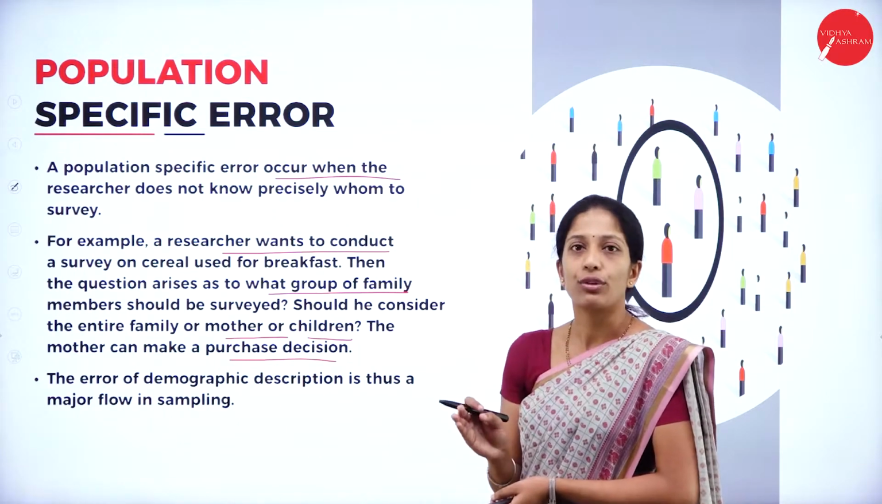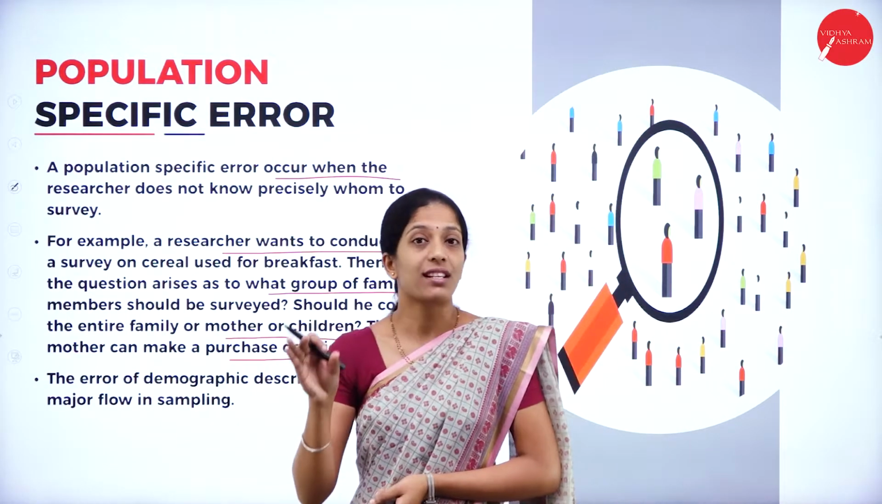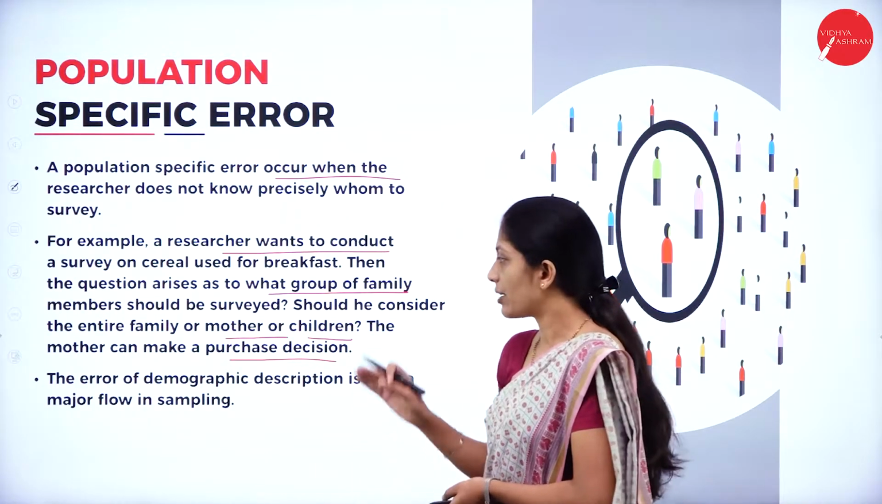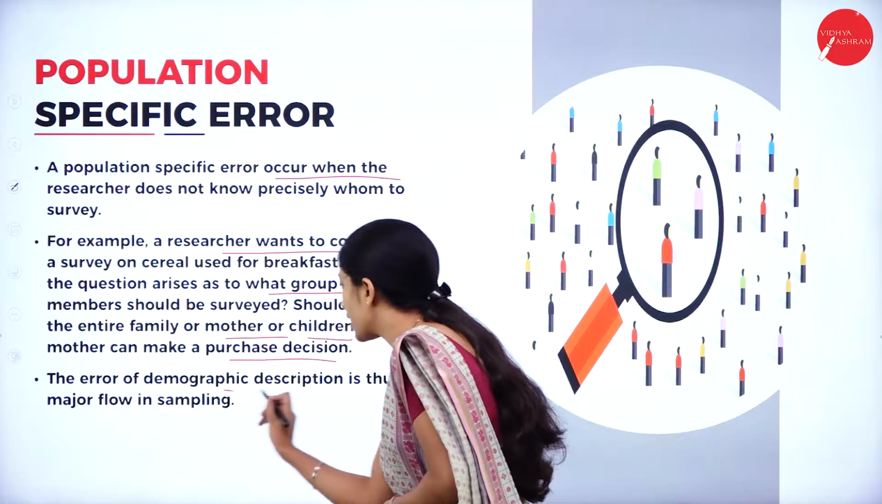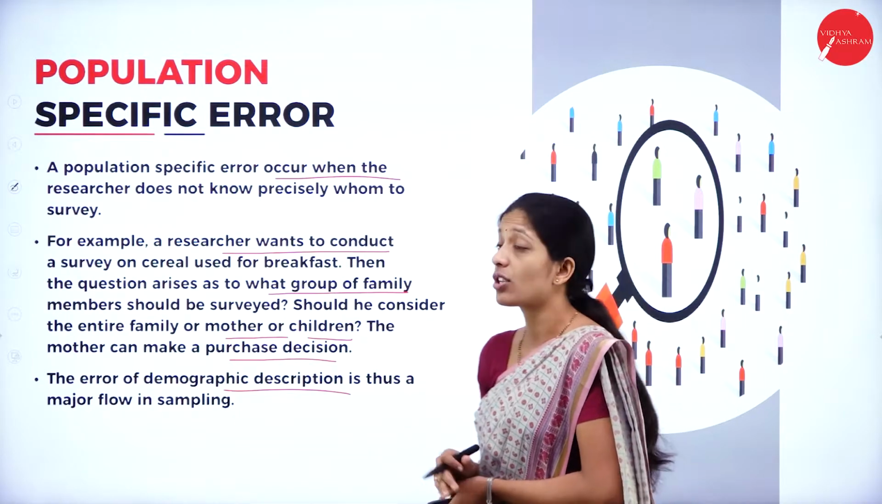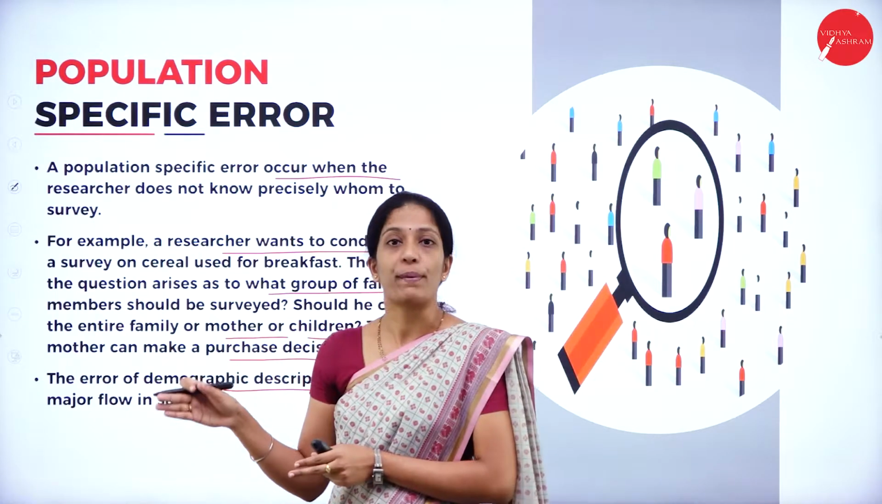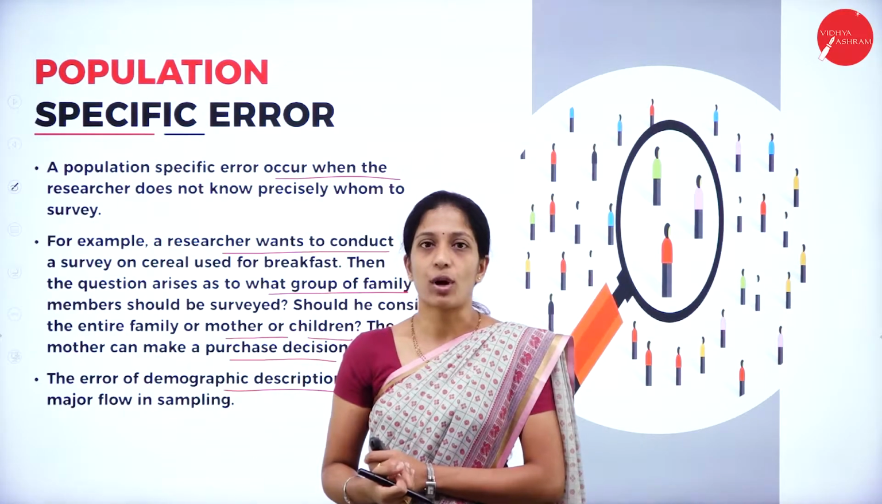Now, as I told you, who is the target population? The mother or the homemaker will be the target population. The error of demographic description is thus a major flaw in sampling. In these situations, the selection of the population also plays a very important role.